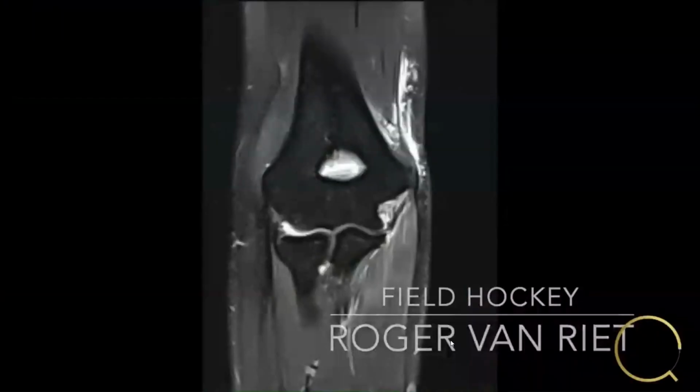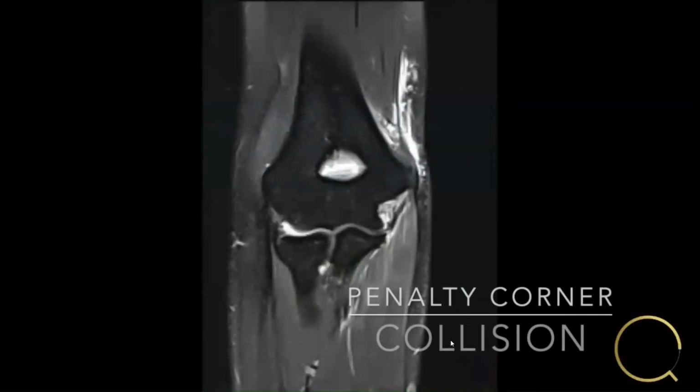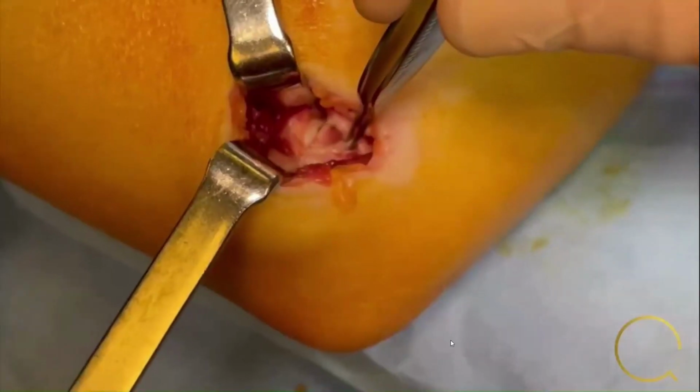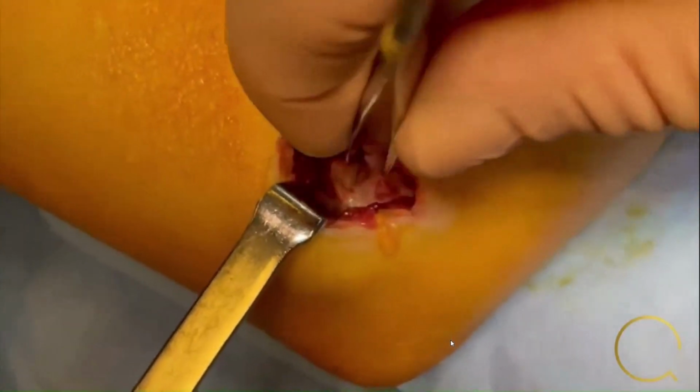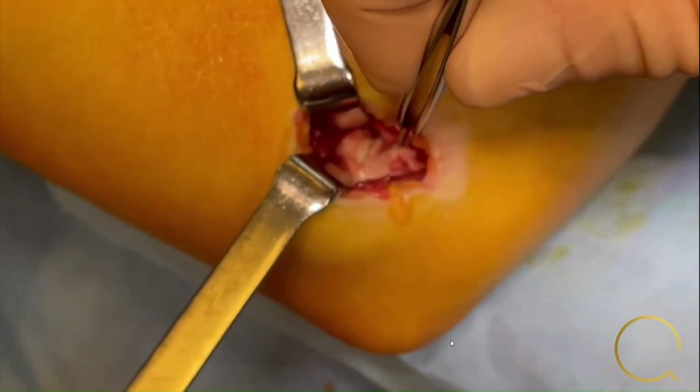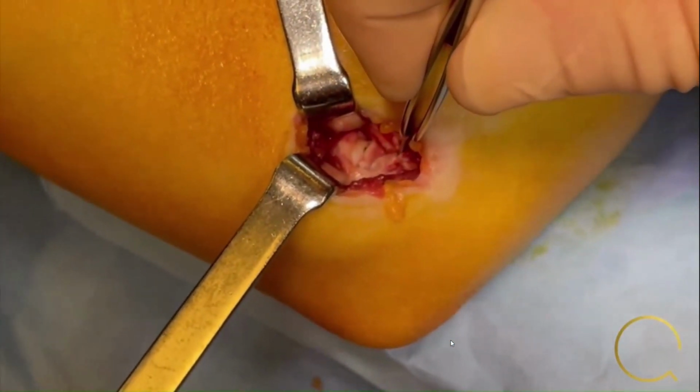He's a hockey player, and during a penalty corner, she hit the stick of another player while running into it, and again tore the MCL. It's relatively uncommon to have an isolated MCL tear, but these two athletes tore their MCLs by a direct impact, basically.